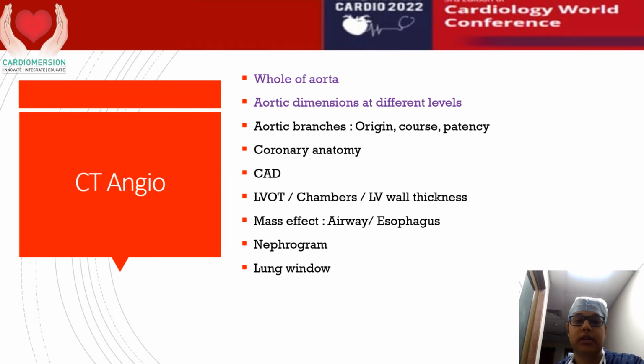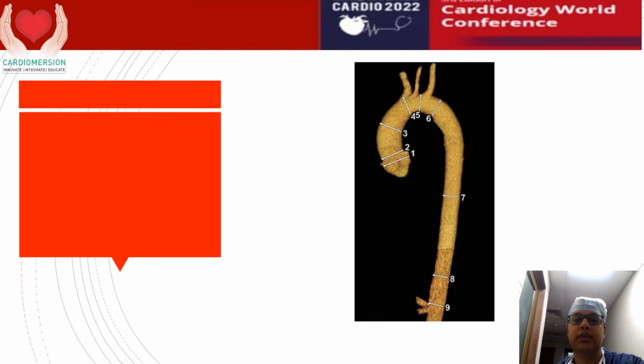So for structural imaging, we look for the whole of the aorta, the aortic dimensions at different levels, aortic branches, the origin, the course, the patency, coronary anatomy, coronary artery disease presence, the left ventricular outflow tract, chambers, the left ventricular wall thickness, and the mass effect, if it is there, onto the airway and the esophagus. CT angio.